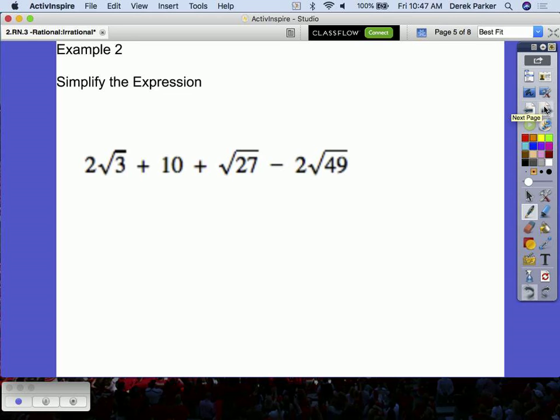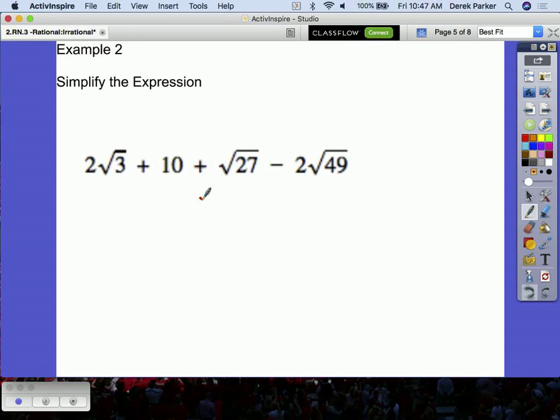Now let's simplify this expression. This is going back to the standard before a little bit. I cannot simplify 2√3. I cannot simplify 10, it's a whole number. But I can simplify the square root of 27, and I can simplify 2√49. So I'm going to go ahead and do that.